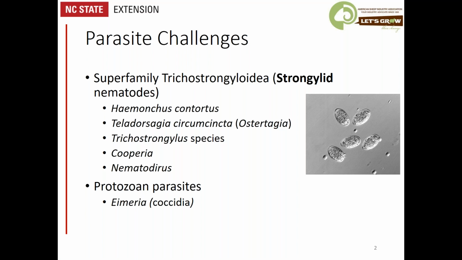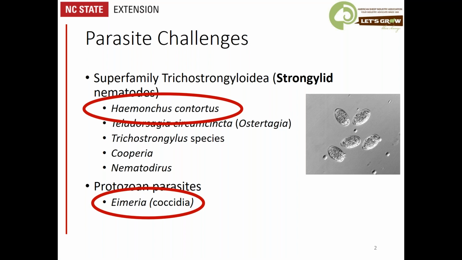Some of these other parasites are more commonly seen overseas and are a bigger challenge to the sheep industry in other parts of the world. We also have to worry about protozoan parasites like Eimeria. So we think about the parasites that cause the most challenge, the most prevalent, cause the most issues in our sheep. We really focus on Haemonchus contortus and Eimeria or Coccidia. And for today's presentation, we'll focus primarily on Haemonchus and these Strongyle nematodes.